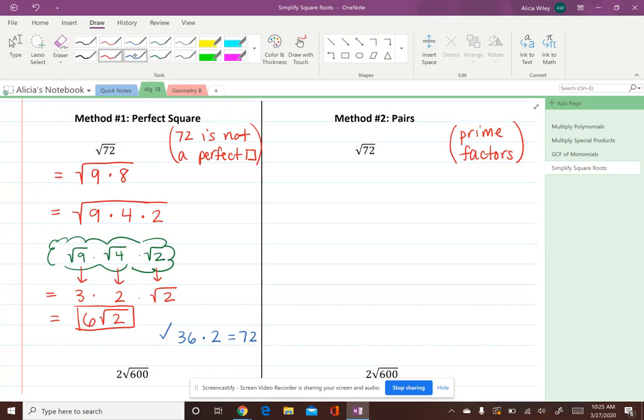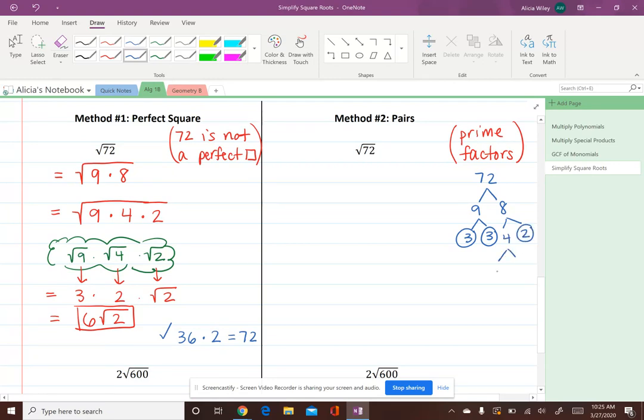Okay, so I'm going to take the number 72 and break it down into all prime numbers. 72 is 9 times 8. 9 is 3 times 3. This method works really well if you don't necessarily know your perfect square numbers.